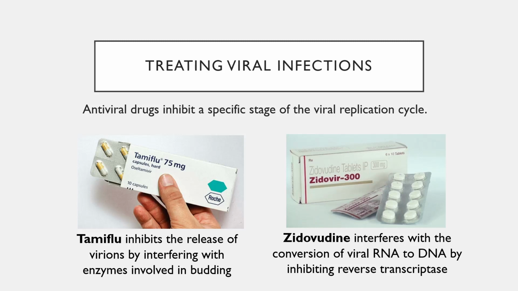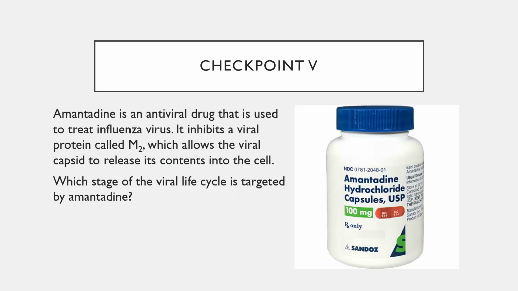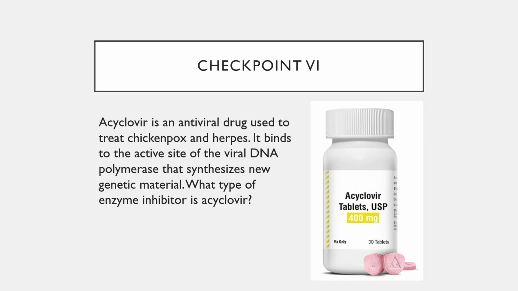The way that amantadine works is by inhibiting a viral protein on the flu called M2. M2 allows the viral capsid to release its content into the cell. So tell me, which stage of the viral life cycle of the flu is targeted and inhibited by amantadine? And this checkpoint will require you to think back to one of our previous lectures back in Unit 1.